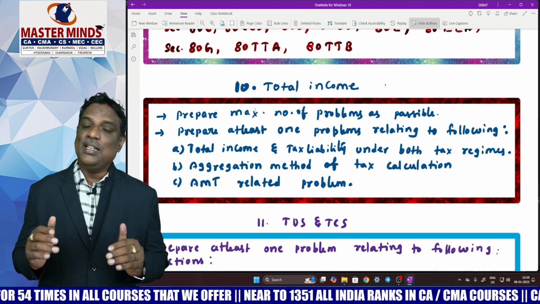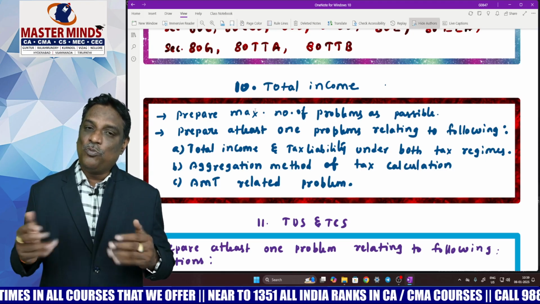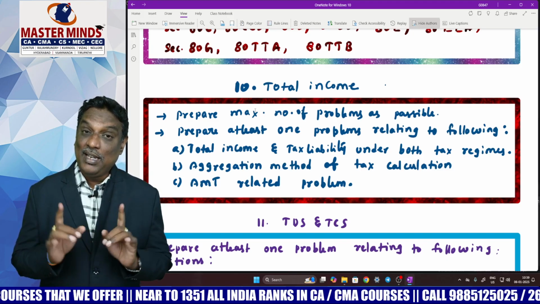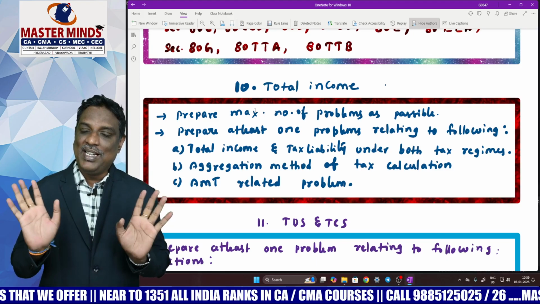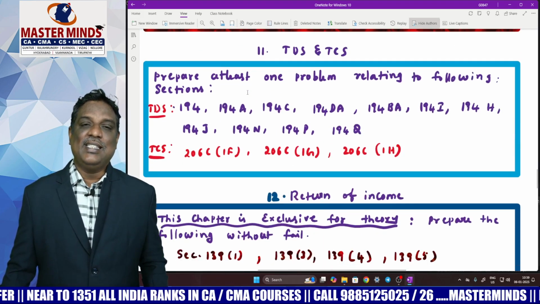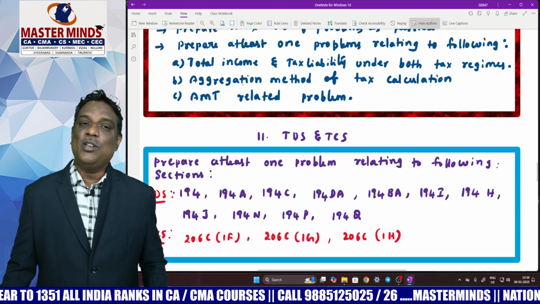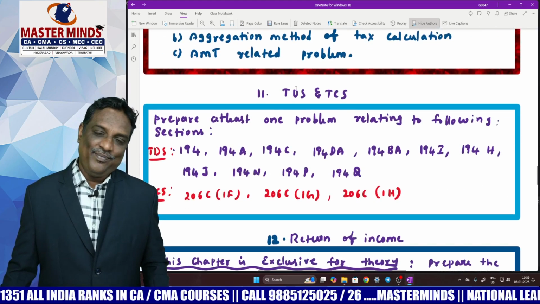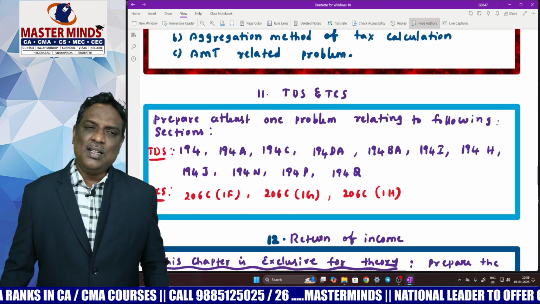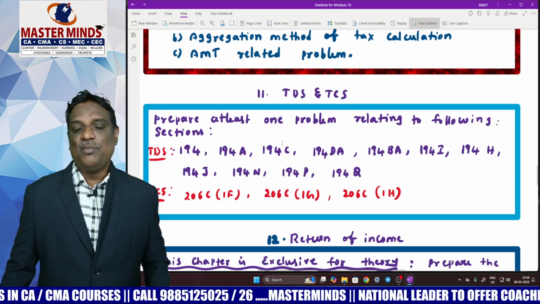In addition to that, you have to prepare as many problems from this chapter as possible, but it mandatorily includes the following concepts. Okay, next one, TDS and TCS. My dear student, this is the most important chapter after total income. A compulsory question is there in your exam paper, and to some extent it is a difficult chapter also.